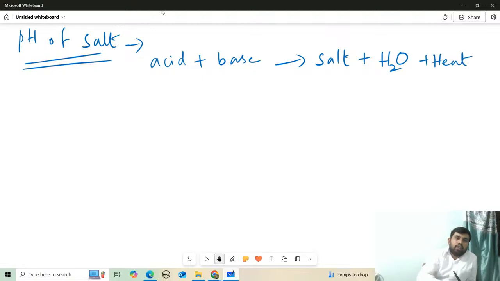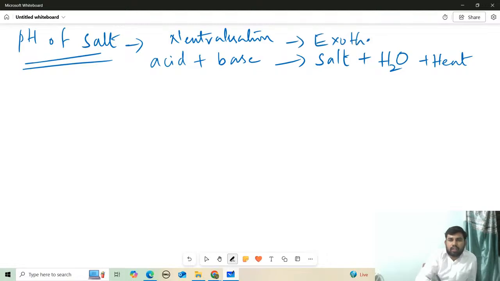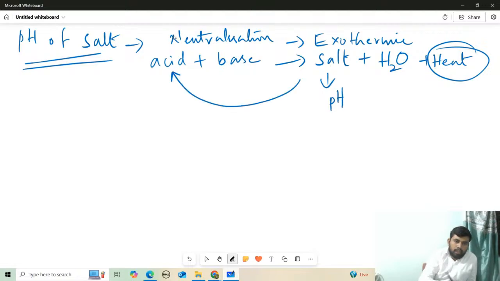That's why this neutralization reaction is also called an exothermic reaction. Why is it exothermic? Because in this reaction heat is produced. Now we are going to find out the pH of this salt. The pH of the salt depends upon which acid and which base we are going to use.